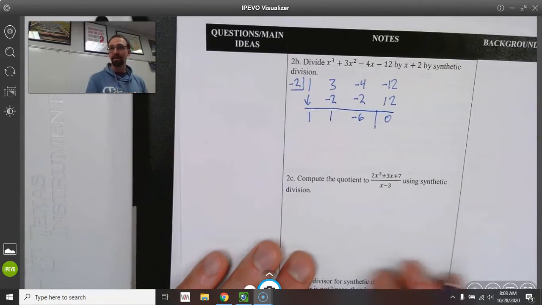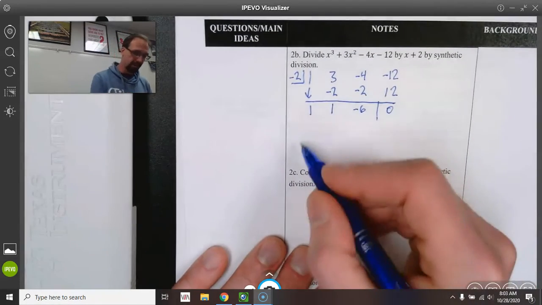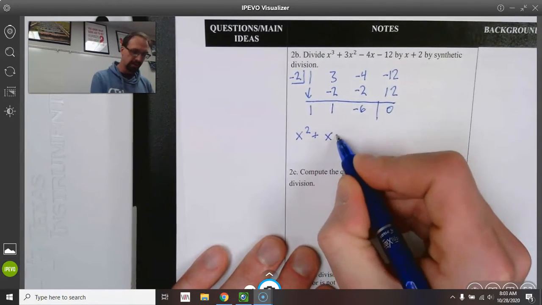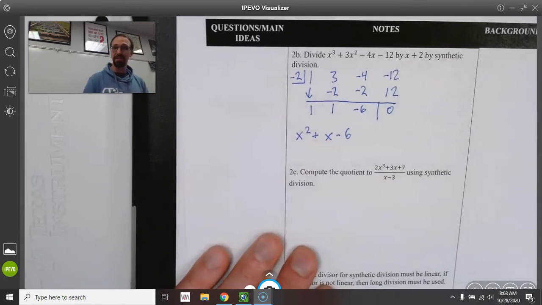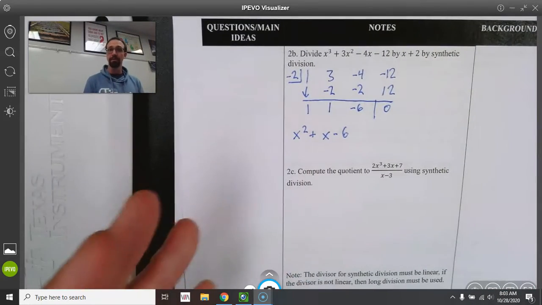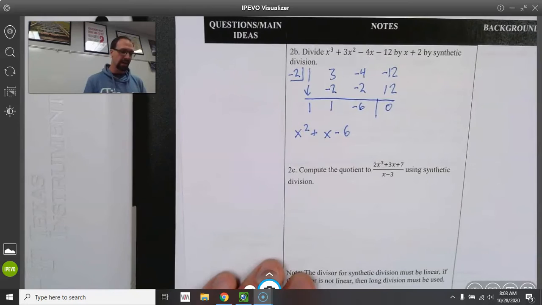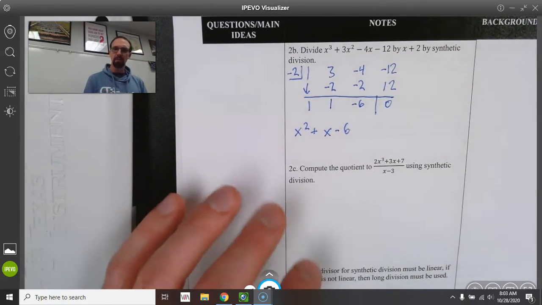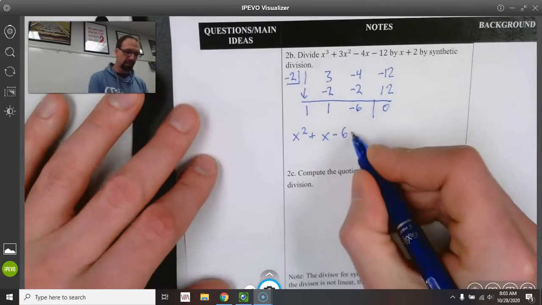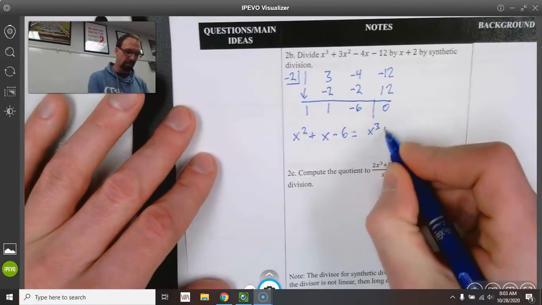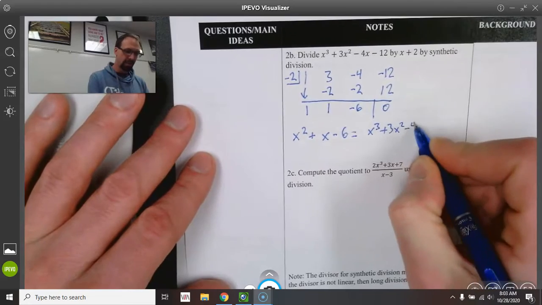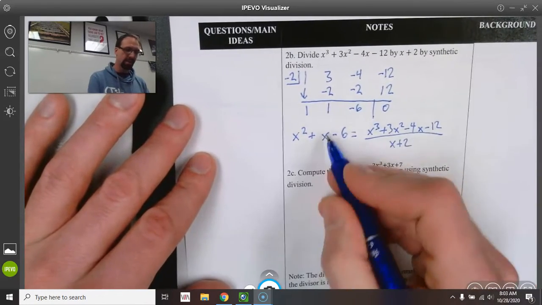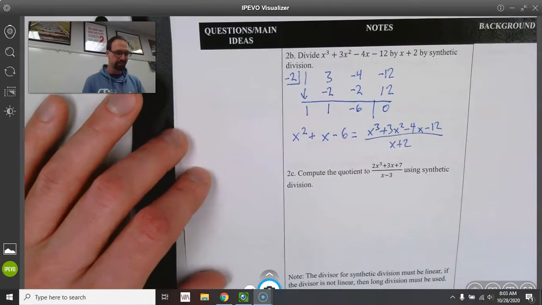This means that x plus 2 is a factor of this polynomial. We're left with then x squared plus x minus 6. You could actually factor this out even farther and end up with the whole factors of this particular polynomial. So I just want to point out, this is when we divided x cubed plus 3x squared minus 4x minus 12 by x plus 2. So we end up with this as our result.